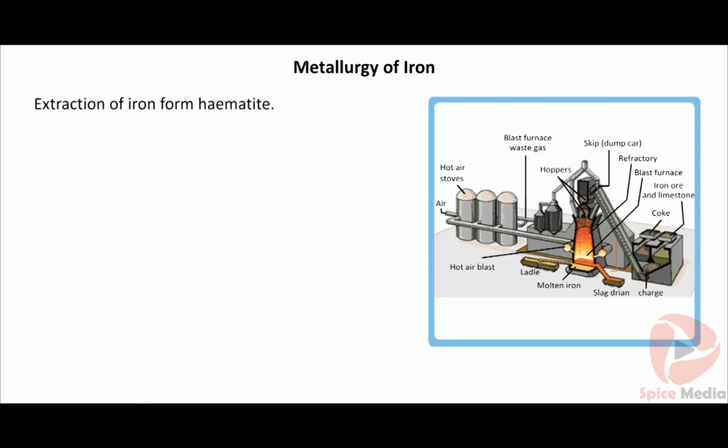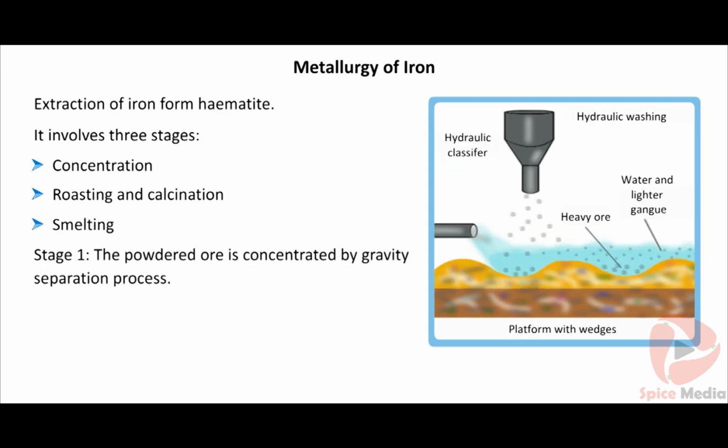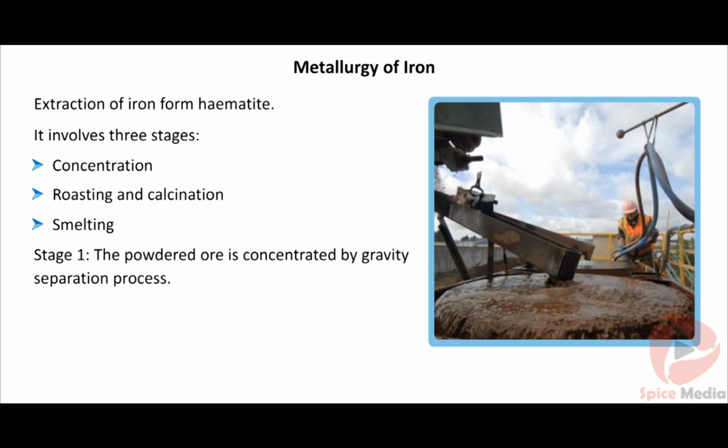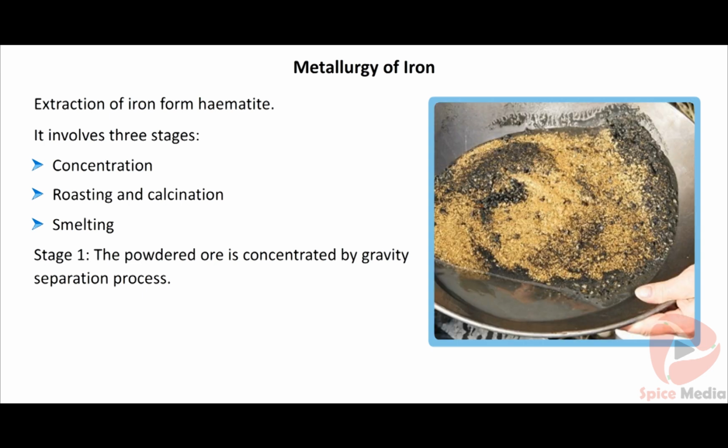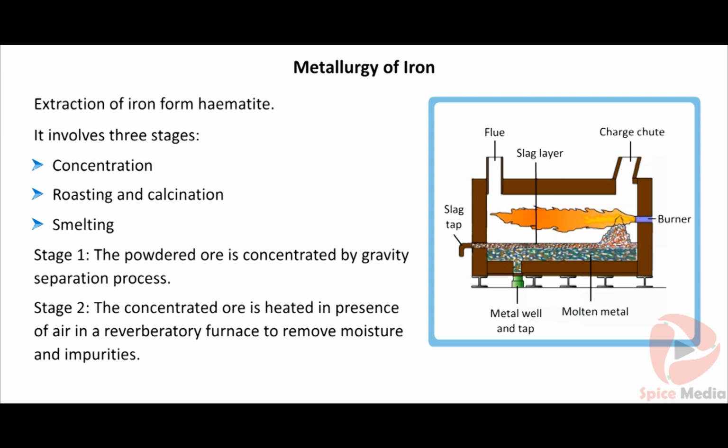The extraction of iron from hematite involves three stages: concentration, roasting and calcination, and smelting. Stage 1. The powdered ore is washed with a stream of water by gravity separation. As a result, the lighter sand particles and other impurities are washed away and heavier ore particles settle down. Stage 2. The concentrated ore is strongly heated in a limited supply of air in a reverberatory furnace. As a result, moisture is driven out and sulfur, arsenic, phosphorus impurities are oxidized off.